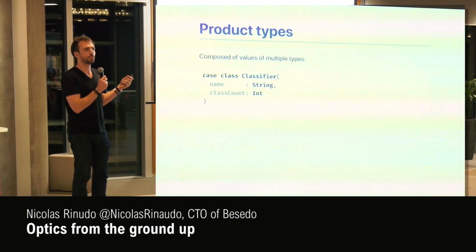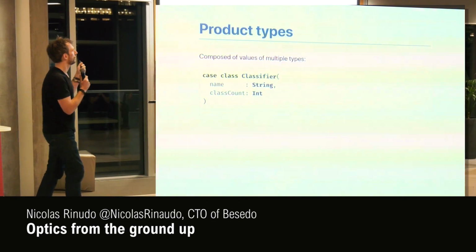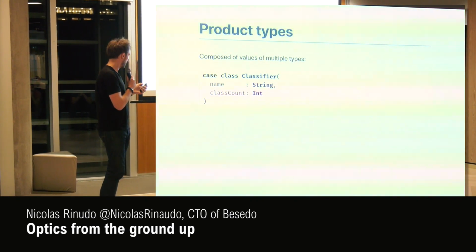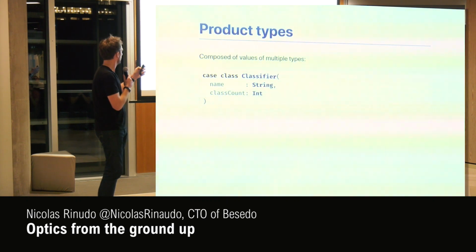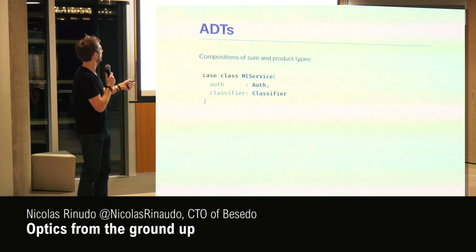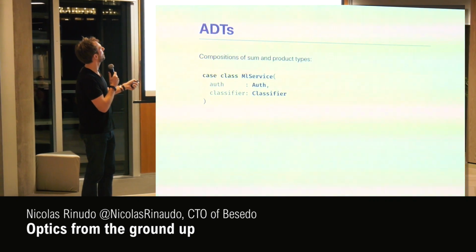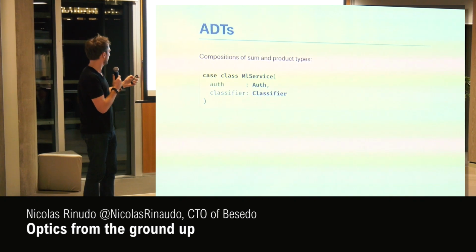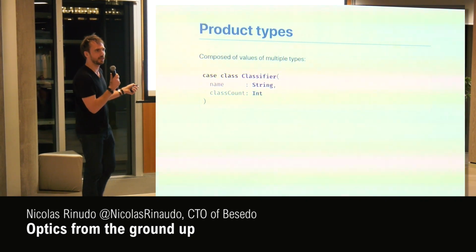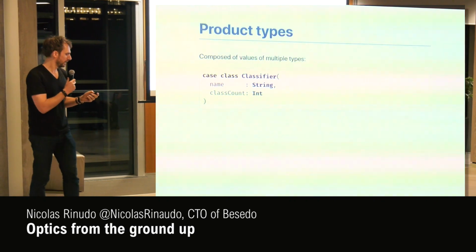A product type is called product because the number of elements that compose it is a product of the... Number of elements that can be in Classifier are the product of the number of elements in String and the number of elements in Int, so name times classes.